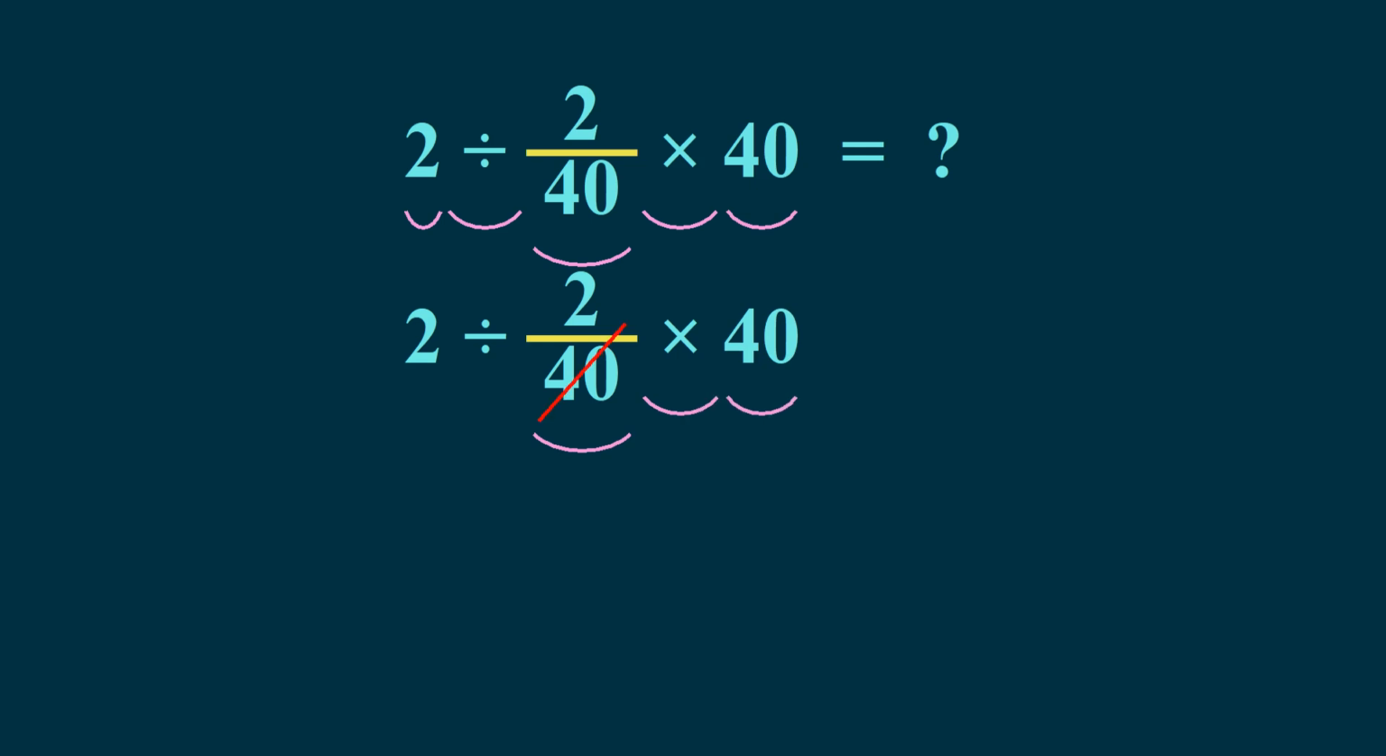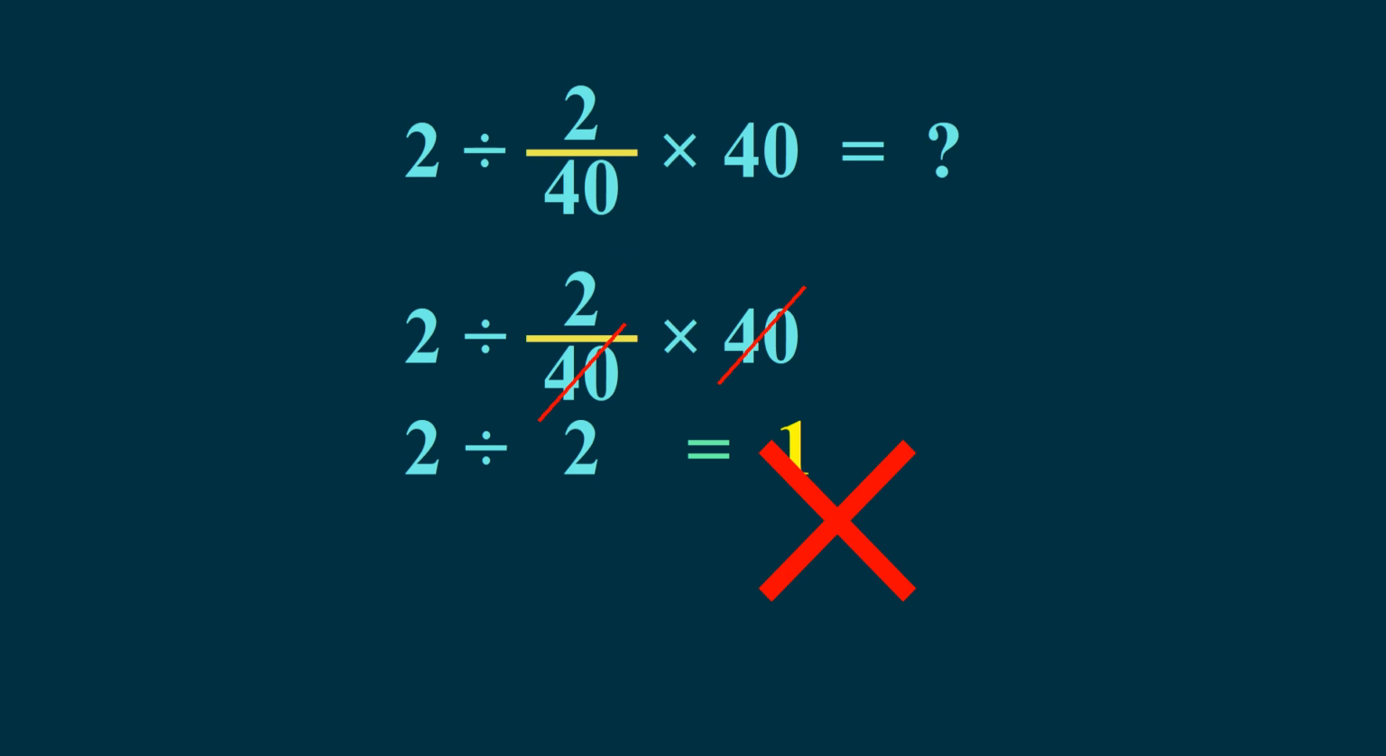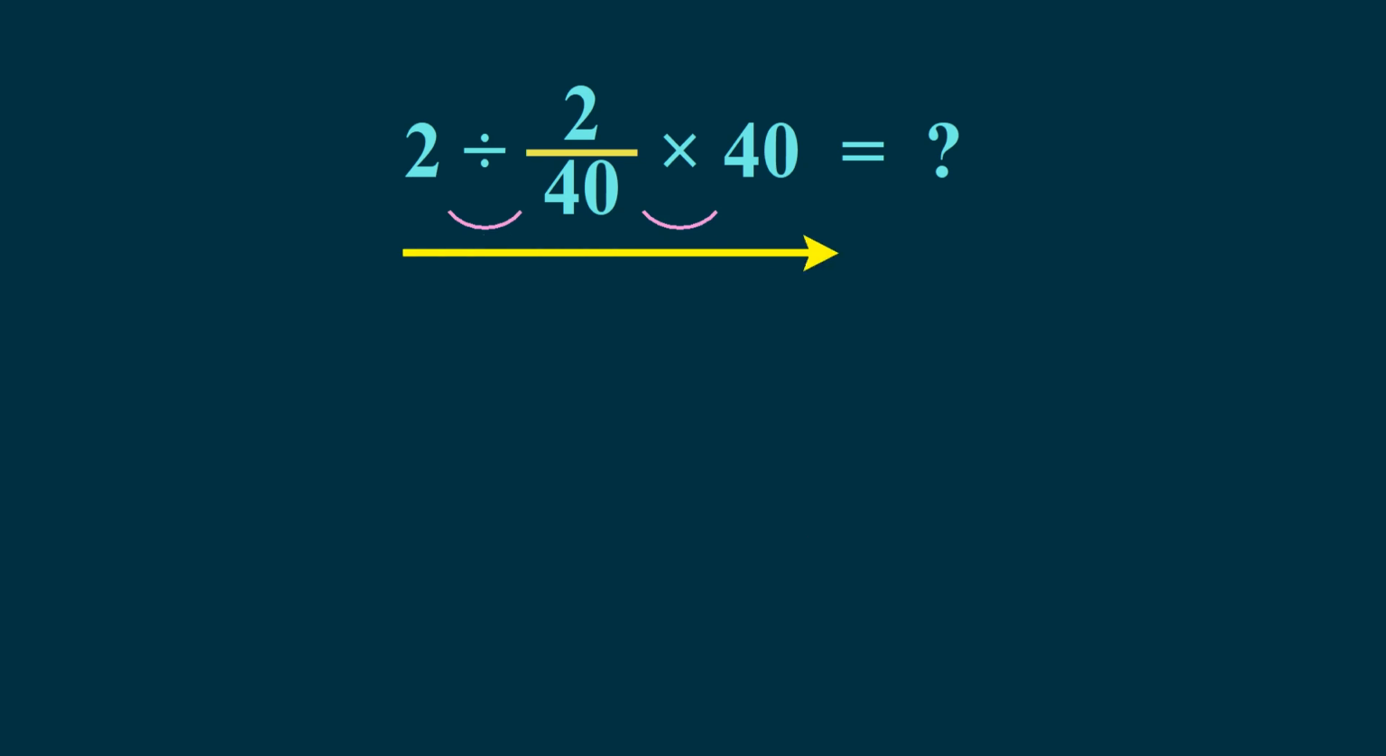We can easily cancel this 40 and this 40. So here we have this 2 only, and 2 divided by 2 equals 1. But this answer is not correct because according to the order of operations, multiplication and division have equal priority, and we have to work from left to right.